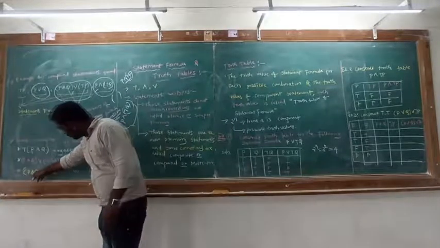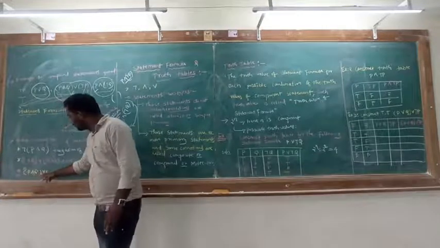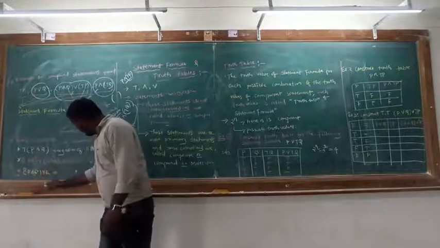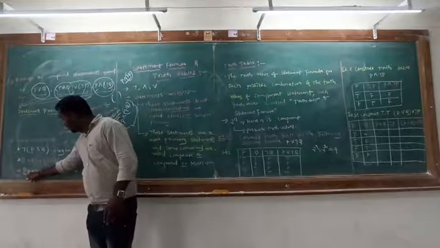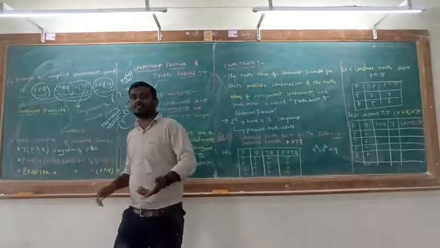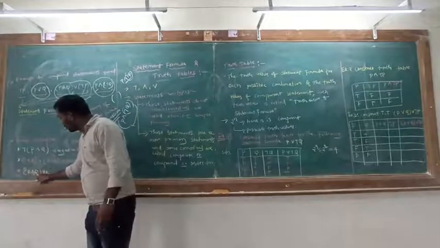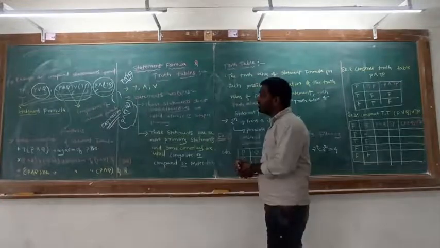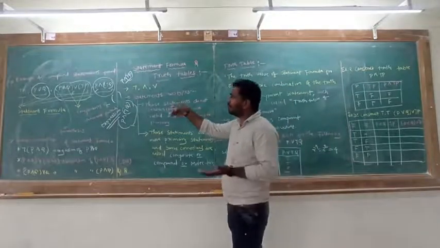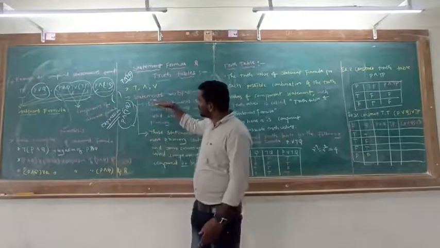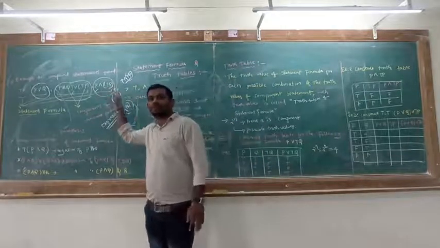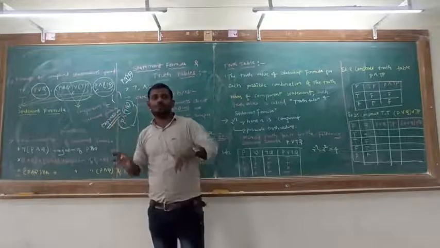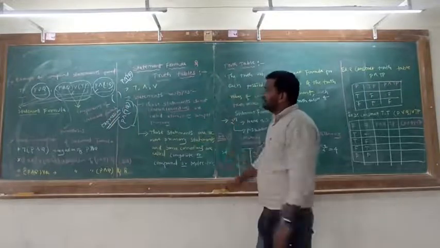One more formula is P conjunction Q, disjunction R. How do we read this one? Disjunction of P conjunction Q and R. So this is the statement formula, constructed by using primary statements and some connective symbols, negation, conjunction and disjunction, and we also use parentheses. By using these we can construct the statement formula.